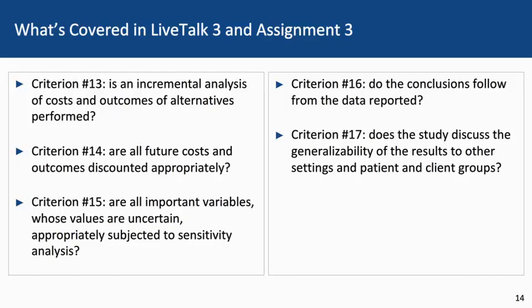And finally, Live Talk 3 and Assignment 3 will cover criteria 13 through 17, which are listed on the slide and include questions like, is an incremental analysis of costs and outcomes of alternatives performed? Are all future costs and outcomes discounted appropriately? Are all important variables appropriately subjected to sensitivity analysis? Does the conclusion follow from the data reported? Does the study discuss the generalizability of the results to other settings and patient-client groups?